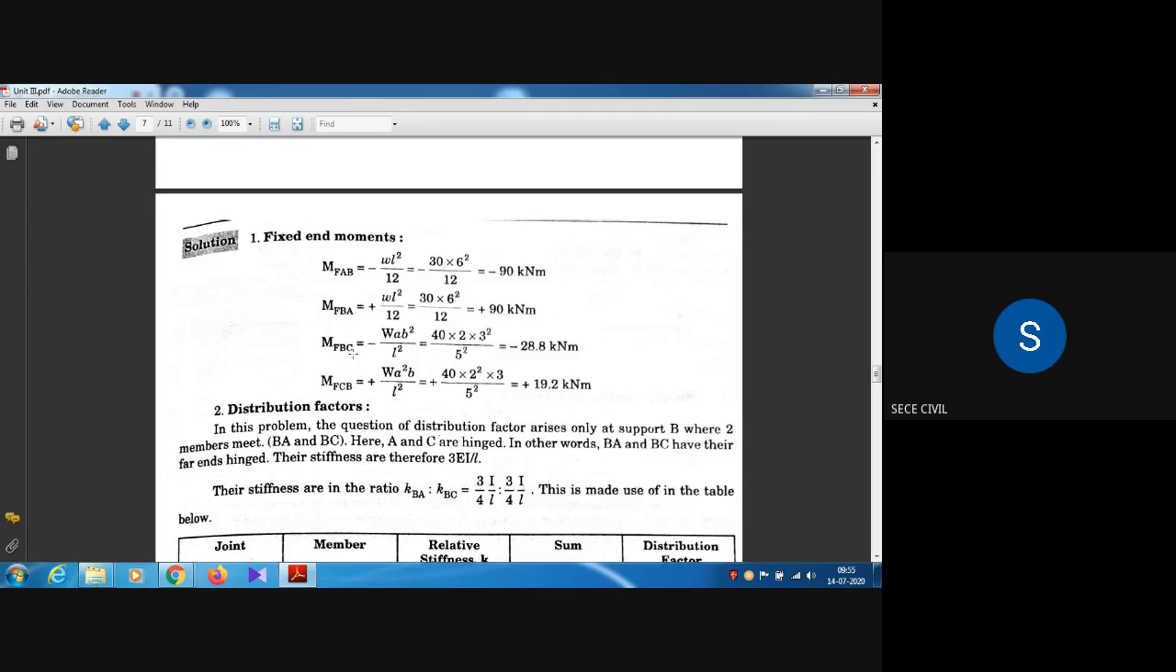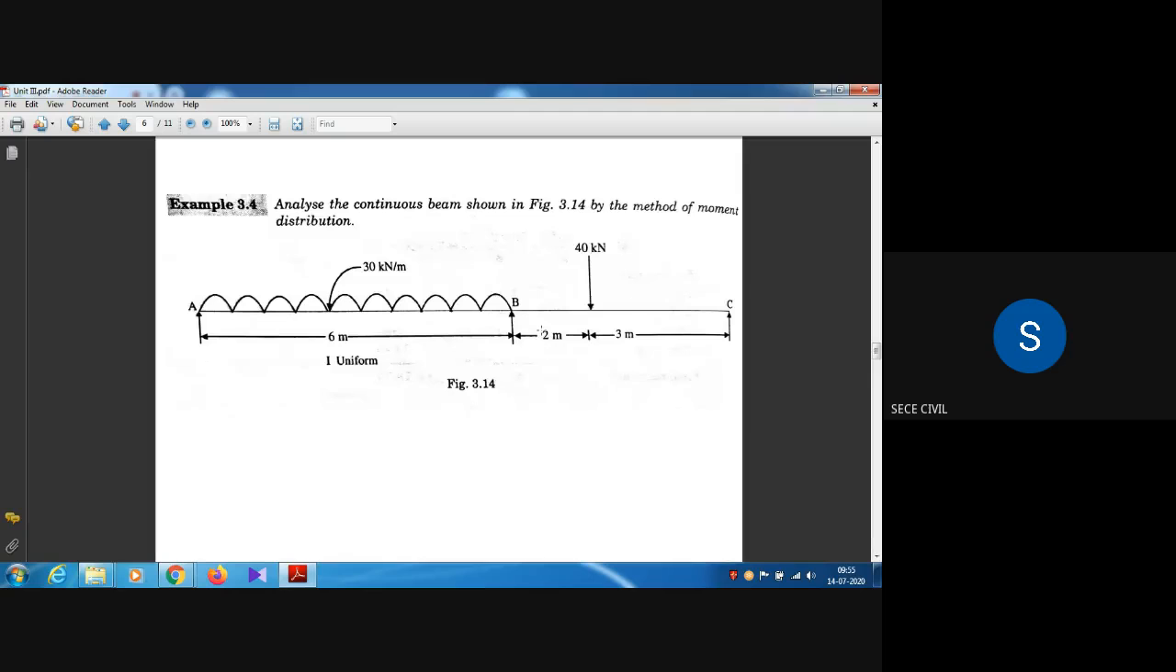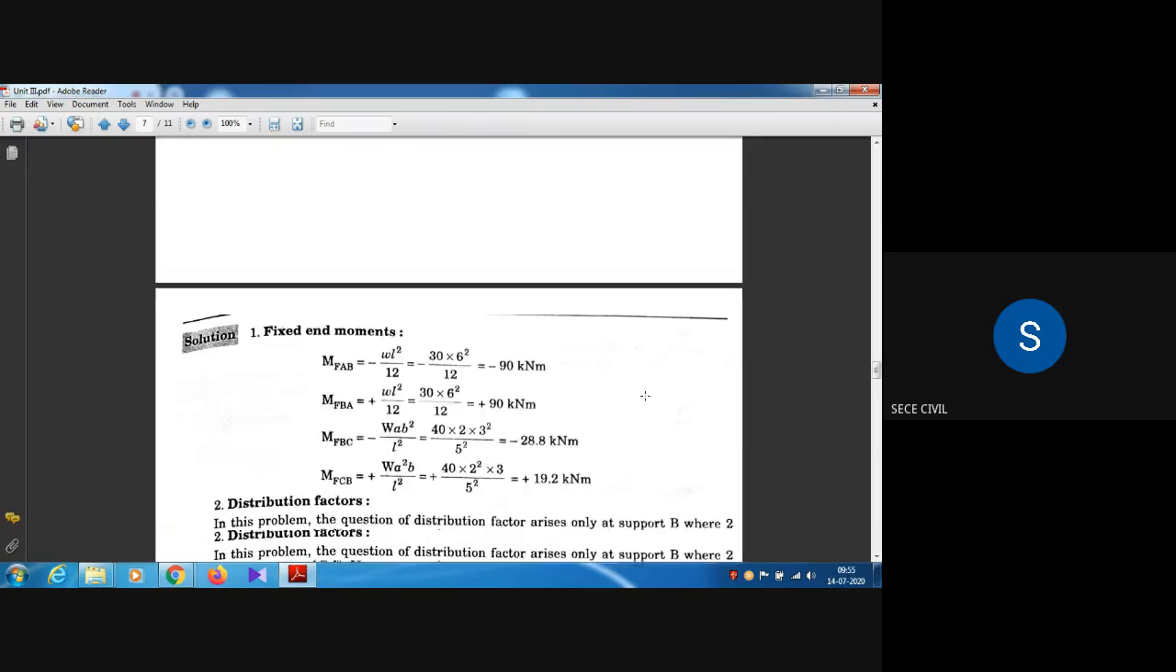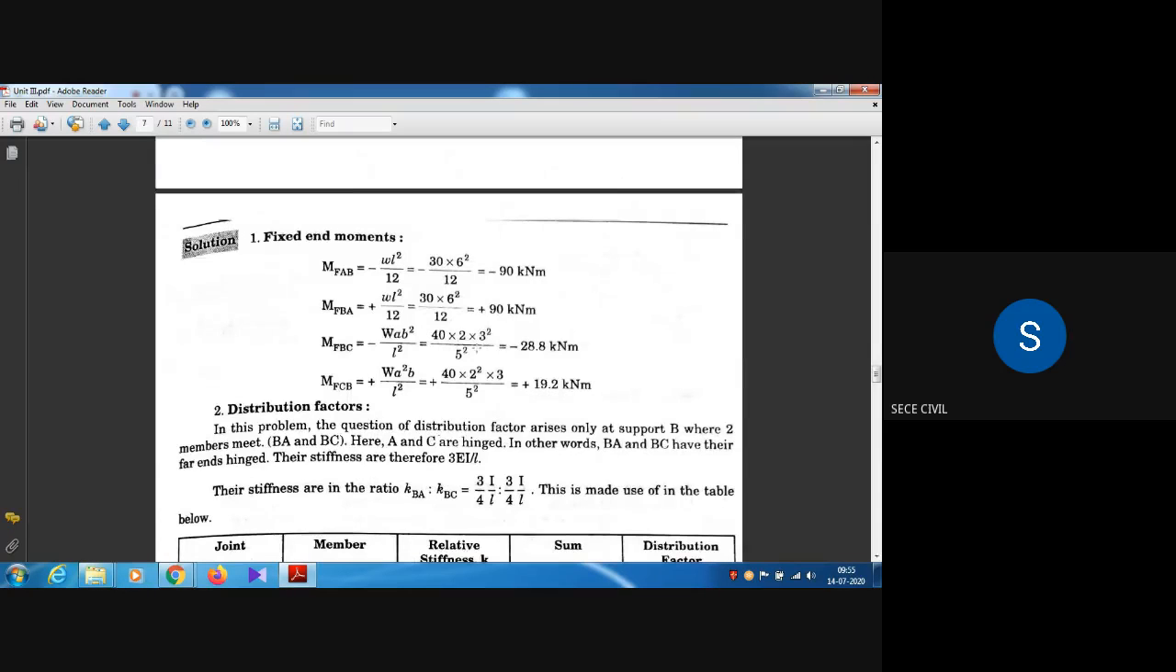Then MFBC is minus W A B square by L square. If the load is an eccentric point load, the fixed end moment formula is this: the anti-clockwise moment is minus W A B square by L square. W is 40 kilonewton, A is 2 and B is 3, so 40 into 2 into 3 square divided by L square, where the span length BC is 5, so 5 square. We get minus 28.8 kilonewton meter.